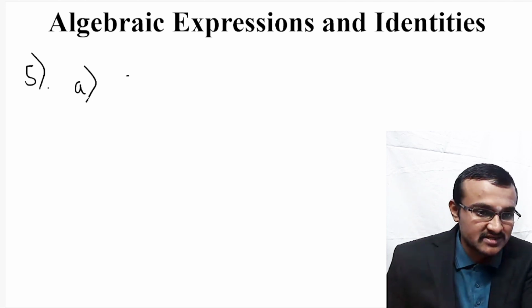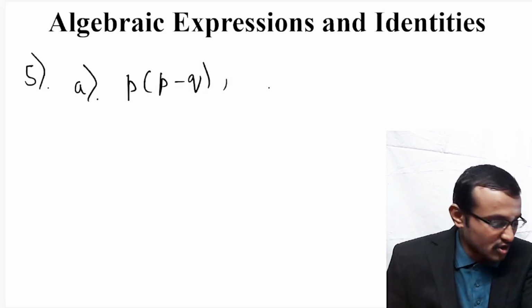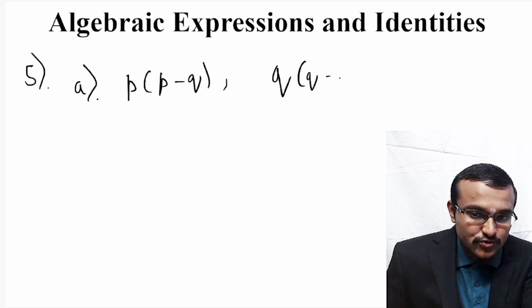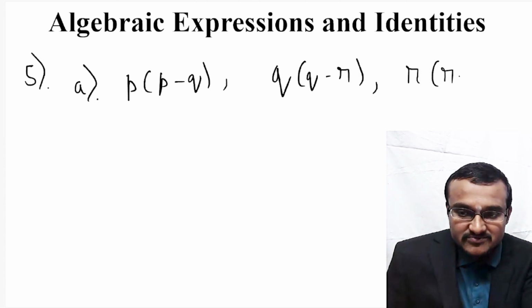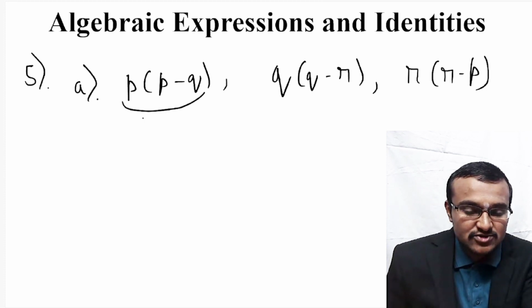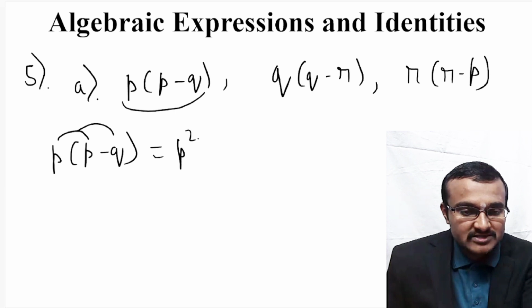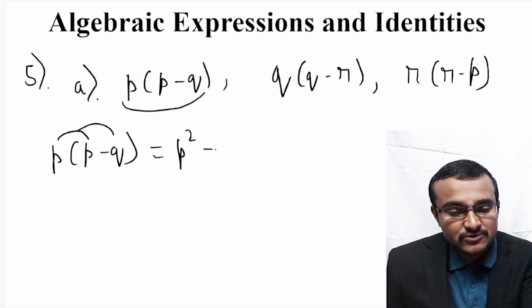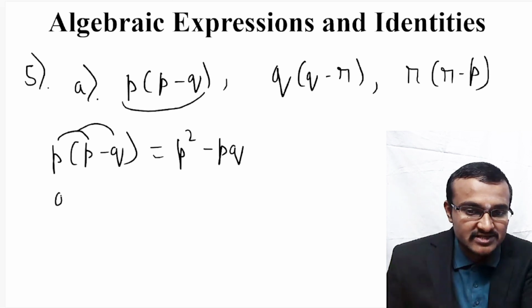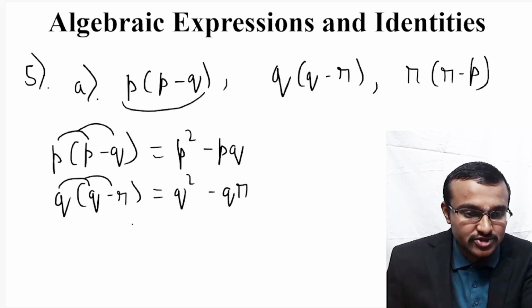So I will solve the A question in this particular fifth question, where they have given p into p minus q, q into q minus r, r into r minus p. Now you should add all these three algebraic expressions. Before adding, you should simplify this p into p minus q. You should multiply this p with p and also with minus q. So p into p is p square, and p into minus q is minus pq. When you solve q into q minus r, you will get q square minus qr, multiplying q with q and also q with minus r.